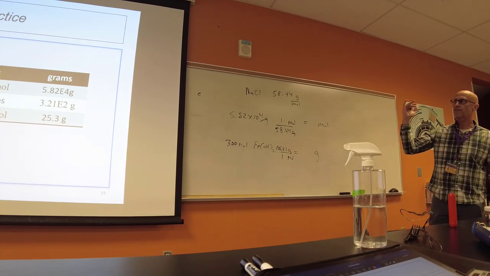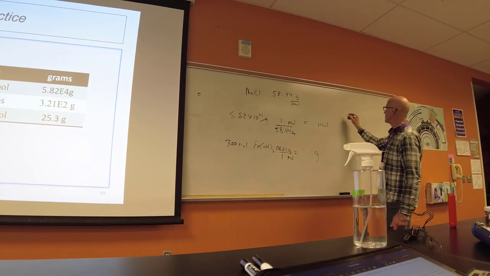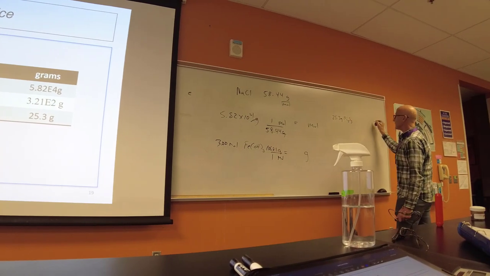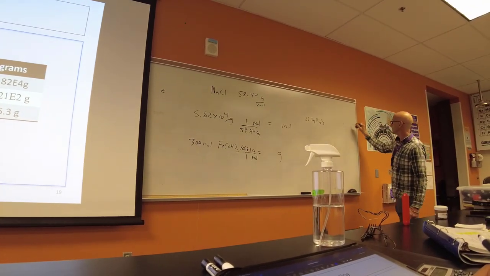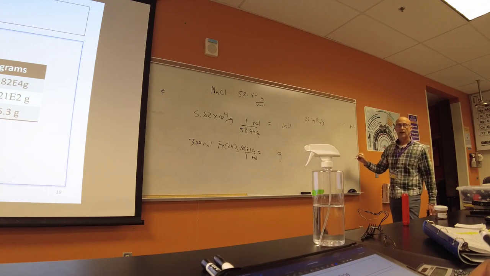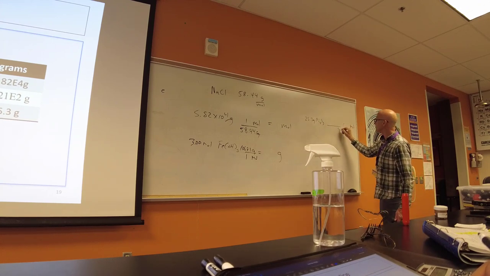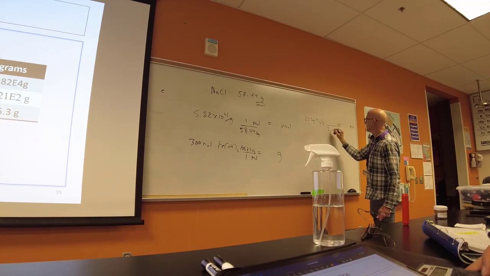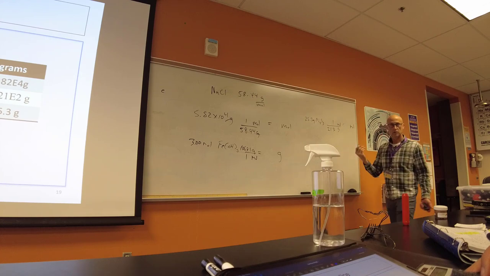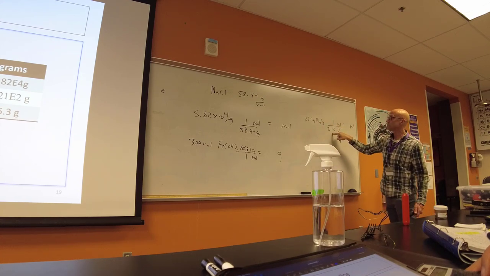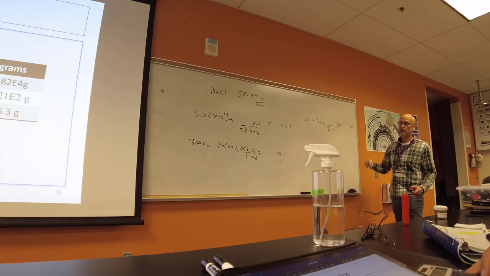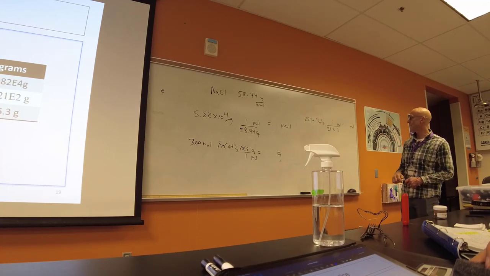You ready? I had 25.3 grams of nickel sulfate, right? And when I get done, I'm going to turn it into moles. Correct? And then earlier we knew how many grams per mole. How many grams per mole on this one? 213. So this divided by this is certainly less than one, right? And so that's where that number comes from. 0.118.